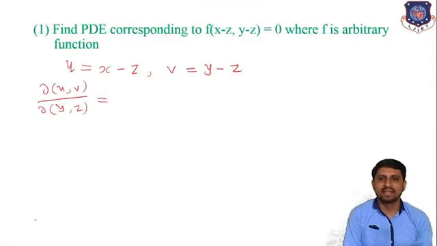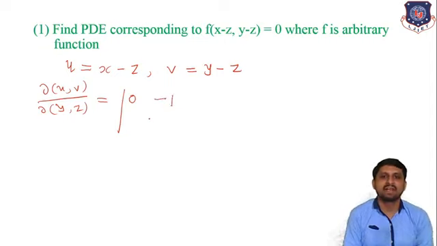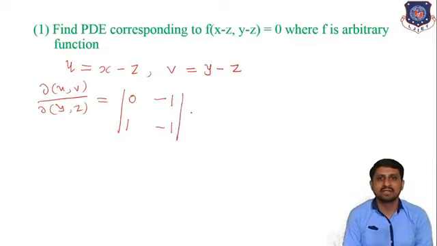What is del u by del y? I am just writing the direct value. Del u by del y is 0, because u is a function of x and z. Del u by del z is minus 1. Del v by del y is 1. And del v by del z is minus 1. So this determinant is equal to cross multiplication: 0 into minus 1, that is 0, minus 1 into minus 1. So the final answer is 1.